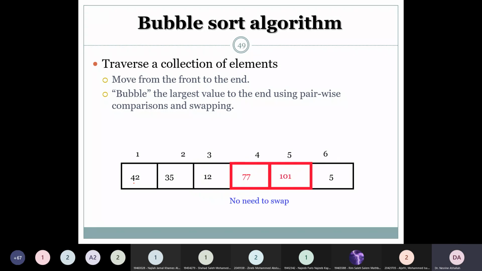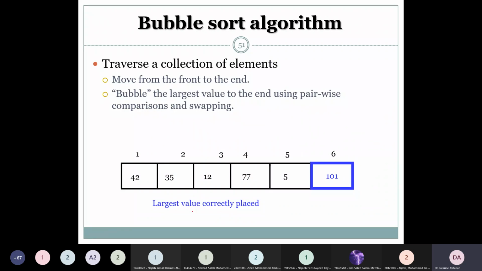Swap. I will compare 77 and 101, so there is no swapping here because this number is greater. I will compare 101 and 5, so they will be swapped. So by this, in the first iteration, I am sure that the biggest one will be at the end. So now the largest value is correctly placed.